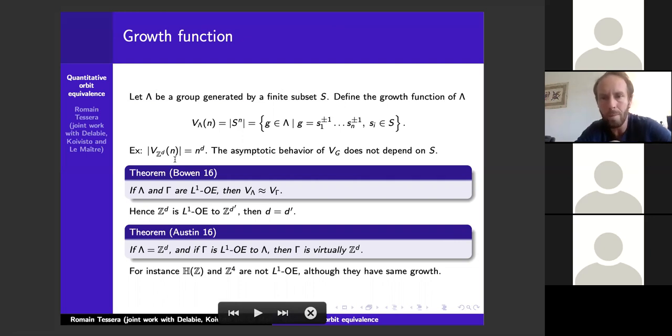So here is the main point of what's going on. As soon as you add L1, you start seeing some geometry coming back. So for instance, I remind you what the growth is, which is the first asymptotic invariant that you want to define in a group: the size of the ball of radius n for the word distance. So for Z^d, for instance, it grows like n^d.